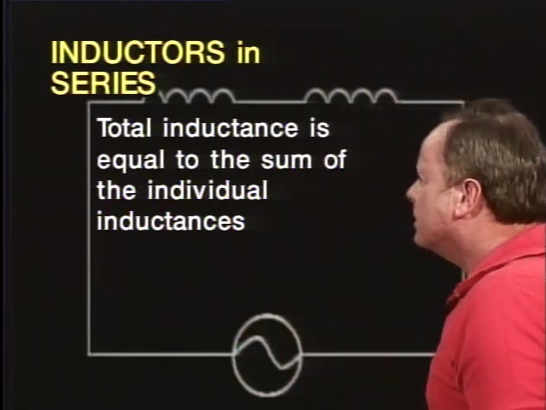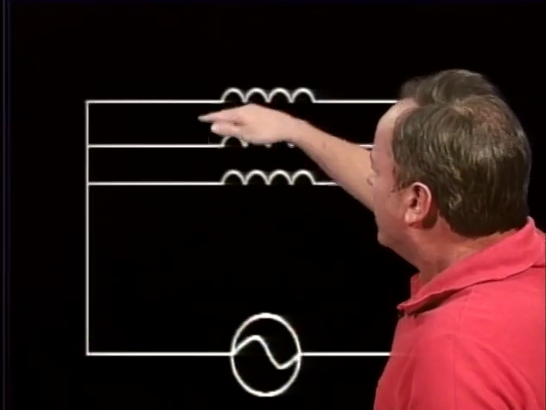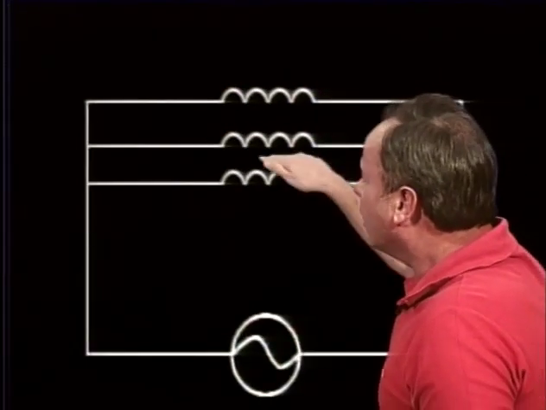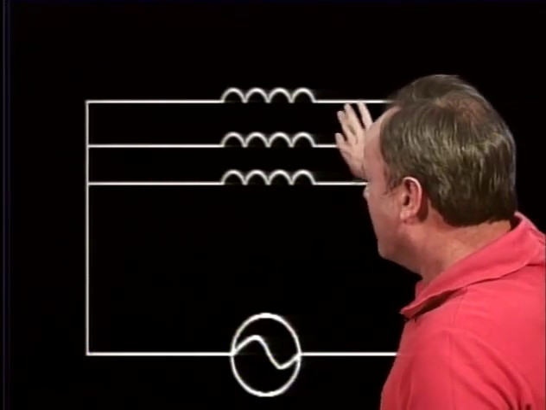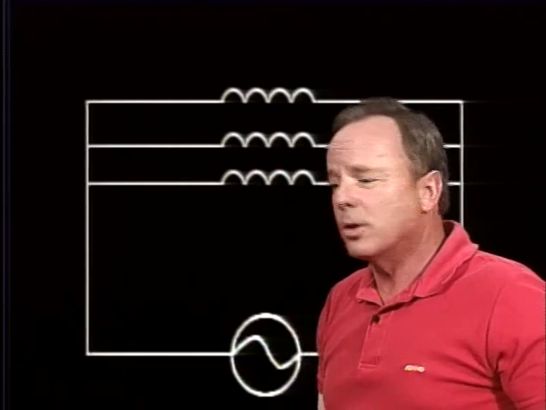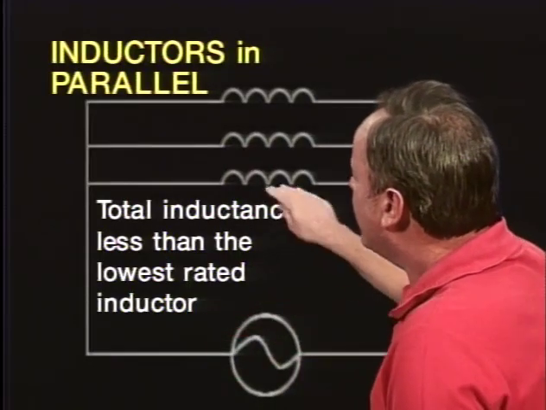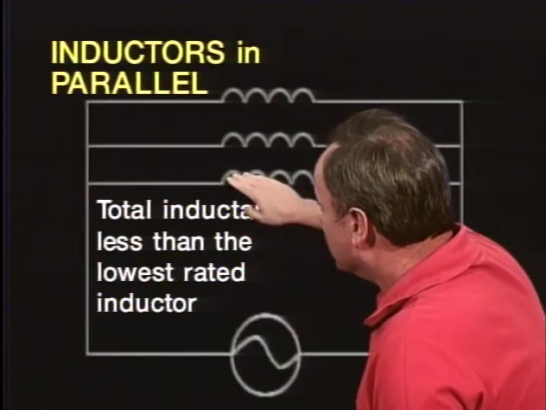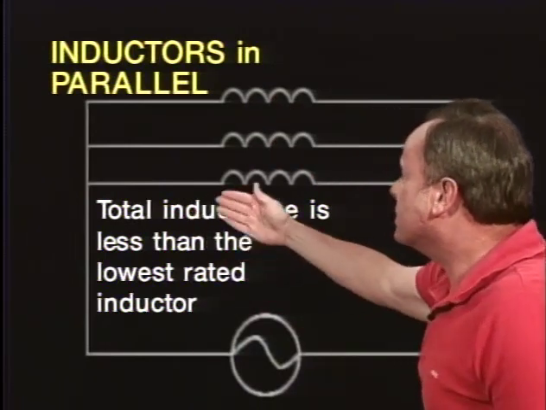Okay, now let's assume instead of having these in series, as this is, one after the other, you put these inductances in parallel with each other. Now you're going to find that there is less inductance totally. How much less inductance totally is there? Well, the total inductance is less than the lowest rated inductor of all of these. Of any one of these, it's less than in any of them. This is putting inductances in parallel.